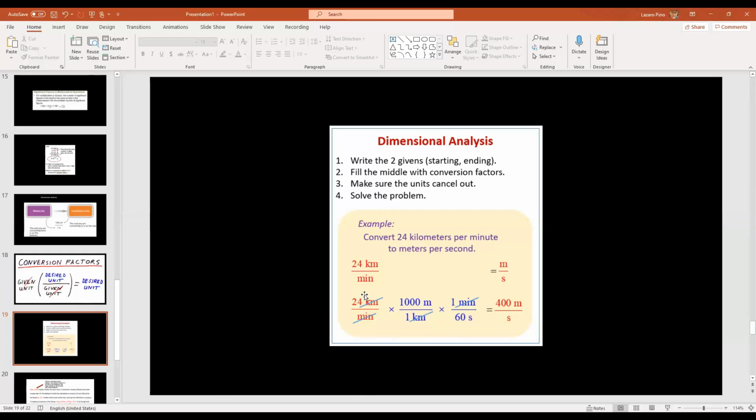Then you multiply all the numbers above and all the numbers below. You do the division and you get the result. This is the method used in chemistry that is known as dimensional analysis.